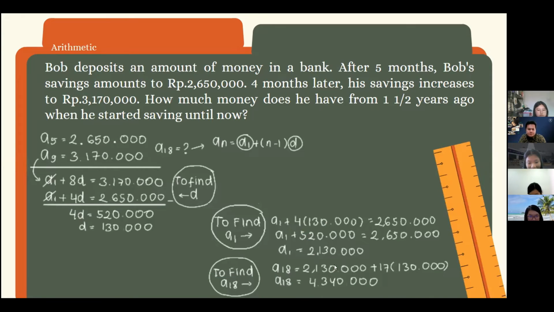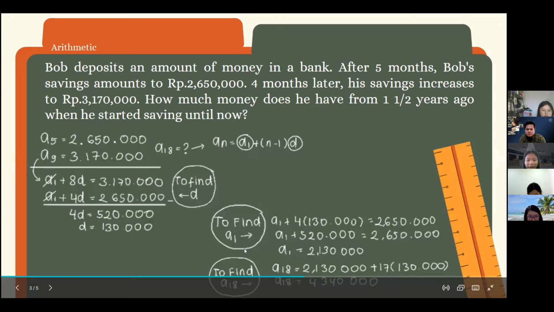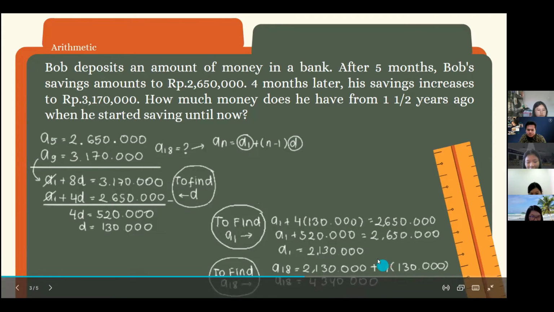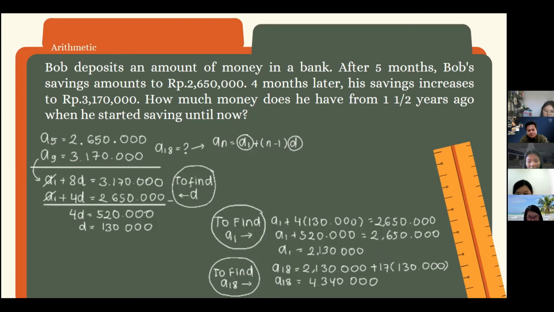2,130,000 rupiah. Now we can find A18 with the formula An equals A1 plus N minus 1 times the common difference. A1 we already have, it's 2,130,000, plus 17, because N is 18 and 18 minus 1 is 17, times the common difference 130,000. So A18 equals 4,340,000 rupiah. This is the answer for how much he has after 1.5 years since he started saving.